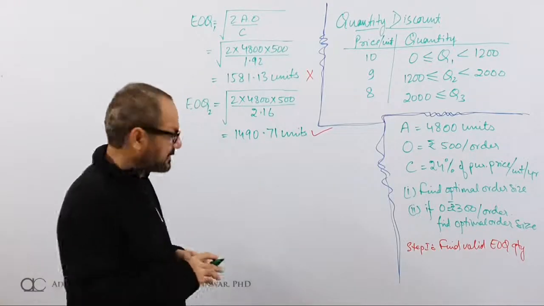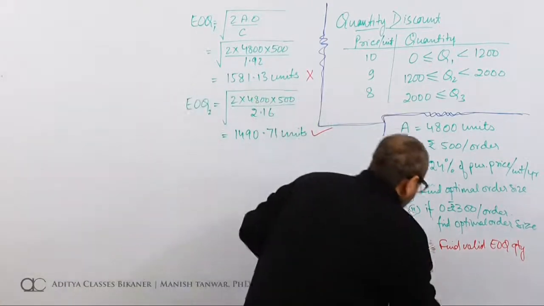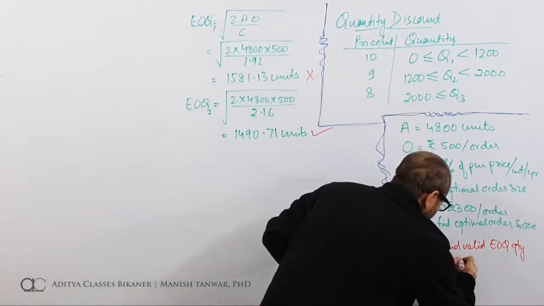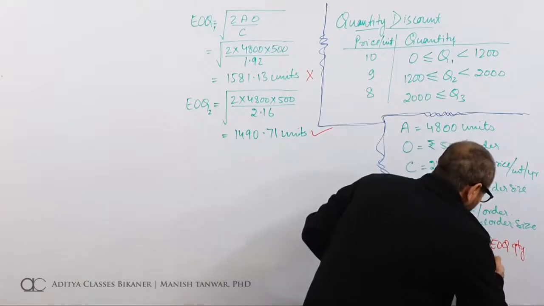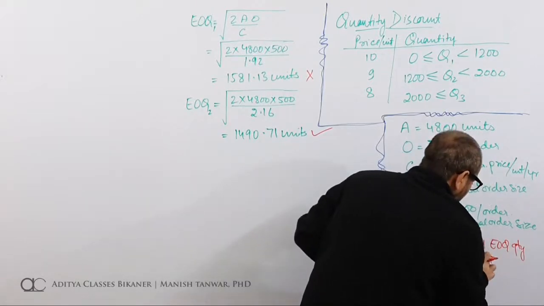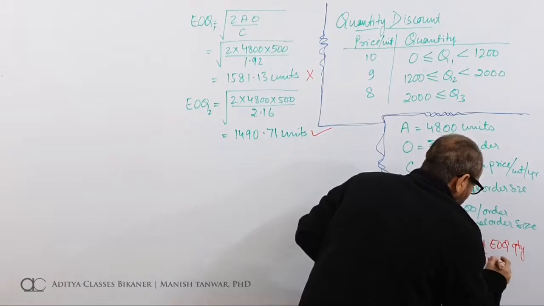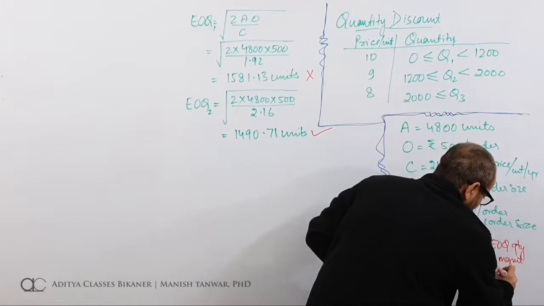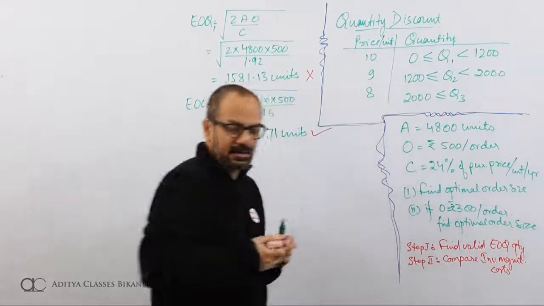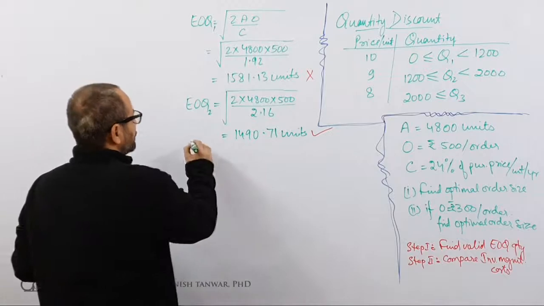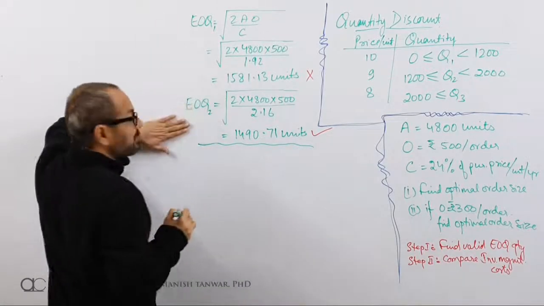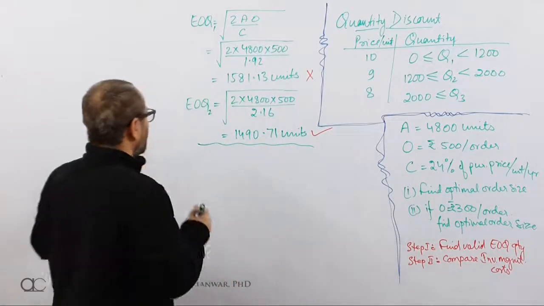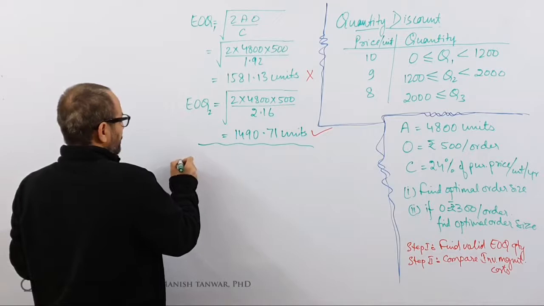Now we start with our second stage. Step second is compare inventory management costs. Now I'll try to compare my inventory management costs. So this is my first stage where I have found out a valid economic order quantity. Next is, let us try to find out cost.